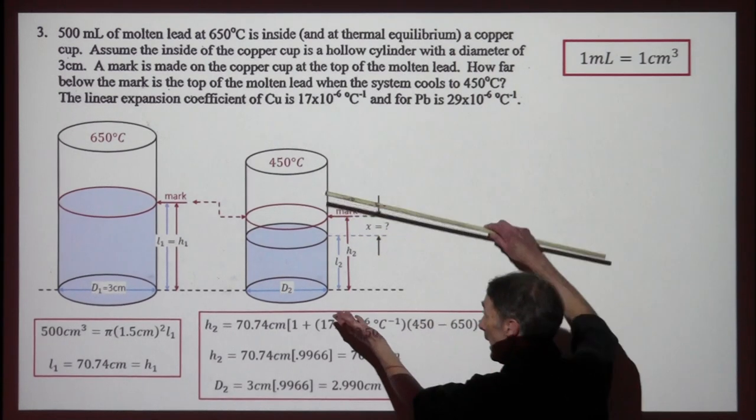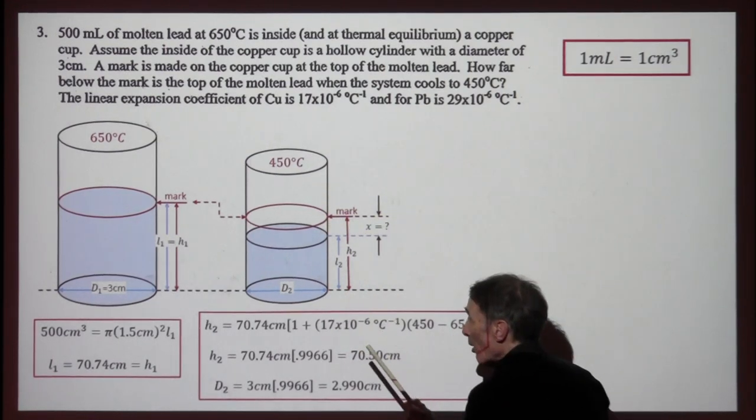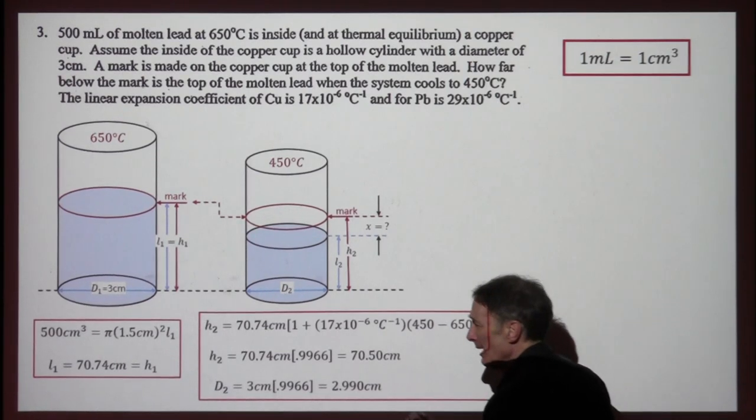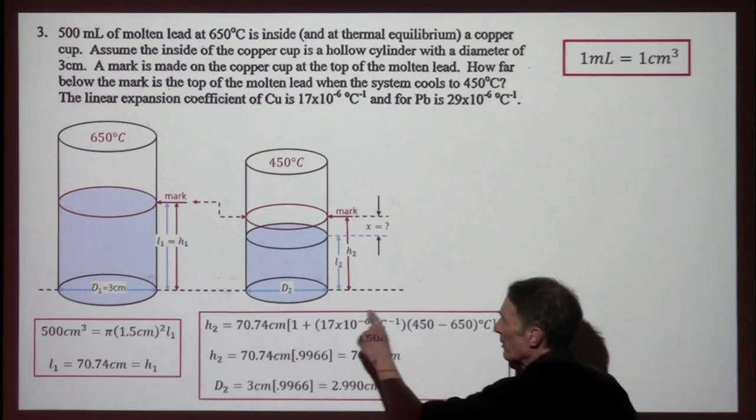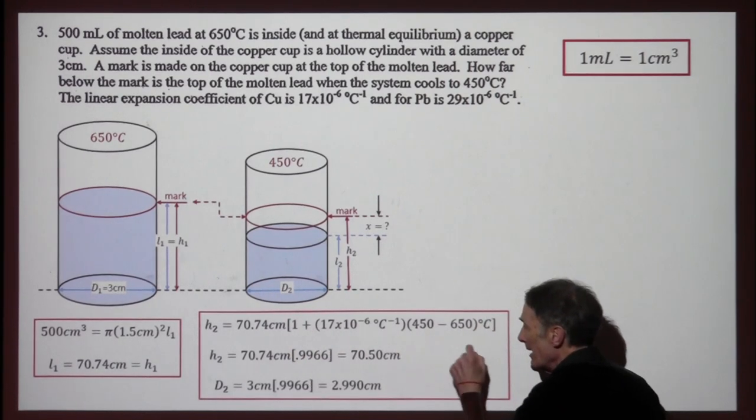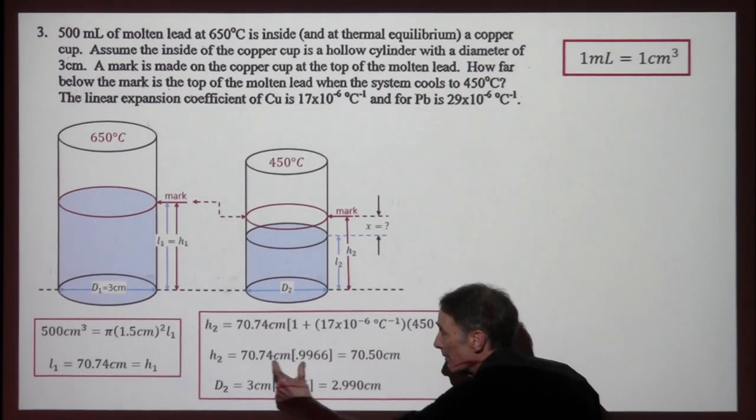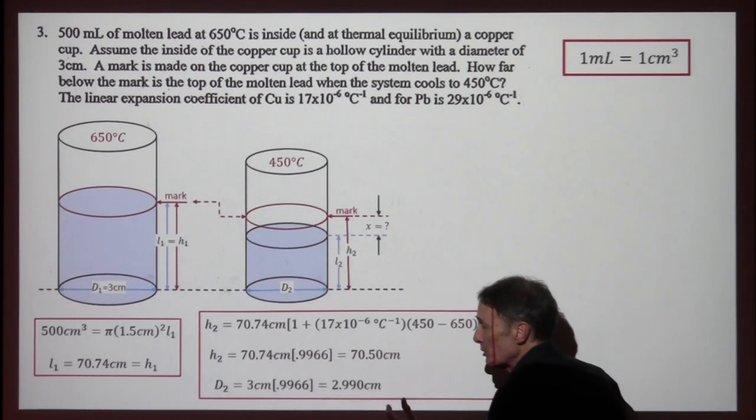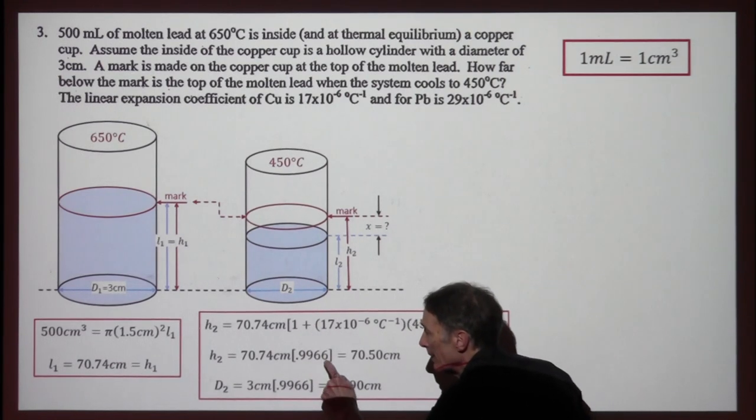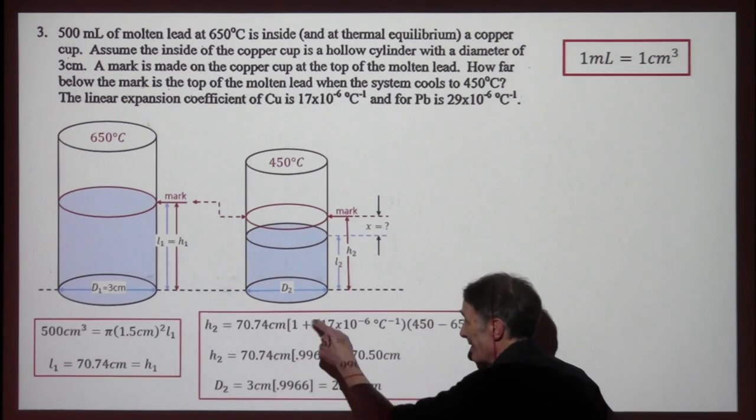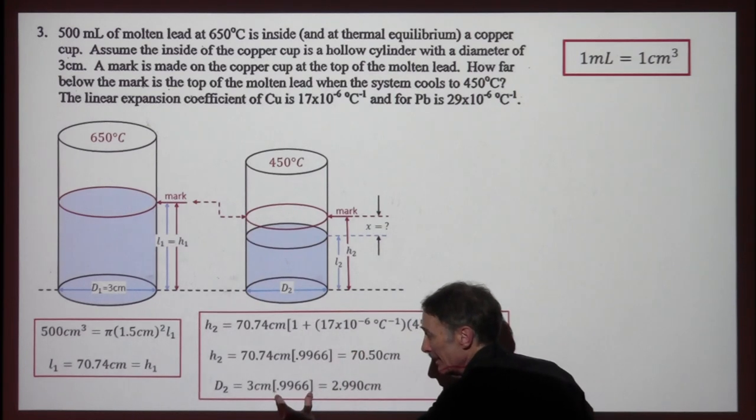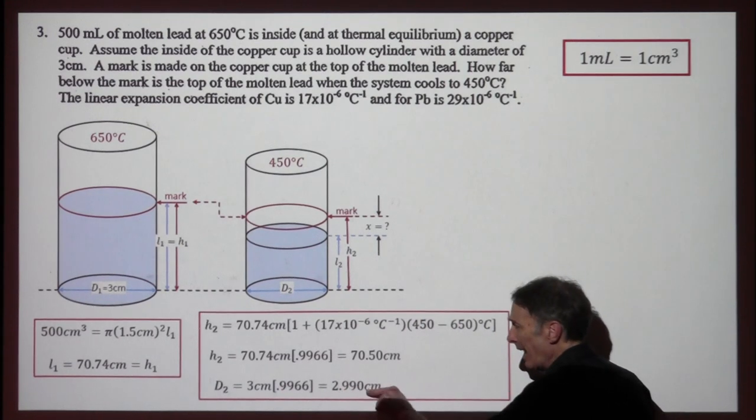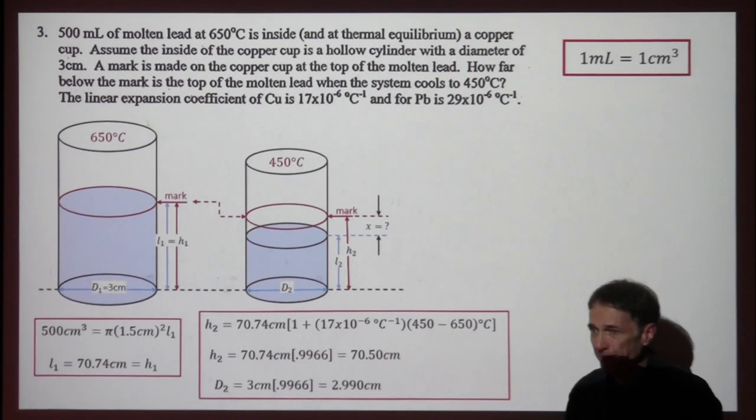Now, not only is the height of this thing going to shrink, but also the diameter is going to shrink, and it's going to shrink proportionately the same. So when I crunch these numbers, you don't have to keep doing this again and again. This constant is a fraction of the original length. That fraction is going to apply to any linear measurements we have, including the diameter of the cup. So I can just take that 0.9966, that's all the math here, and translate it into any of the dimensions, in this case the diameter. And it's going to go down in diameter a little bit.